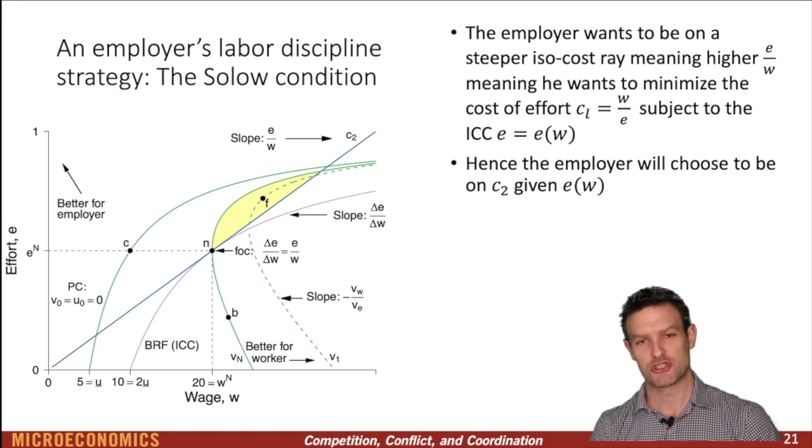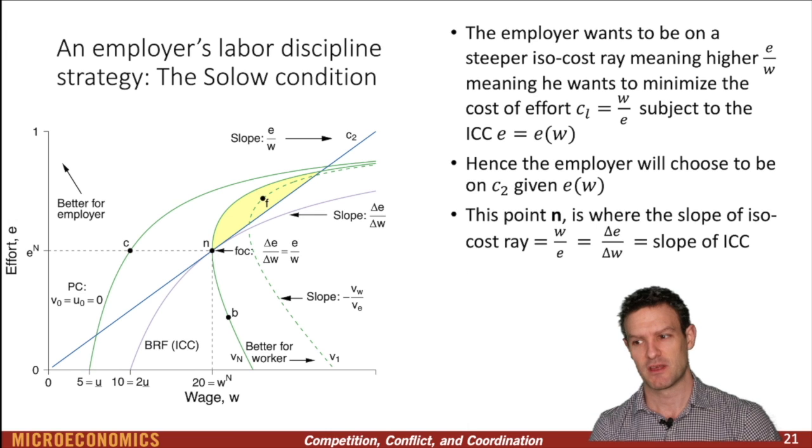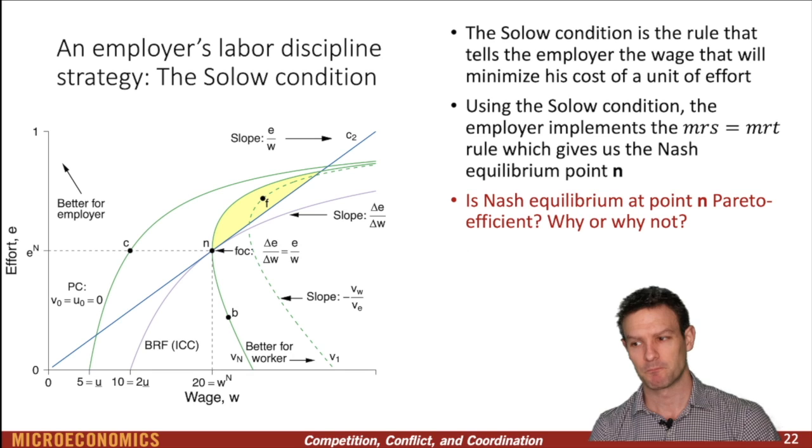Okay, so just to remind ourselves of what's going on there, we've got the employer's steepest ISO cost ray, that's tangent to the incentive compatibility constraint. Here the employer will choose C2 given the best response function, E as a function of W, of the agent. This point N, the Nash equilibrium, is where the slope of the ISO cost curve is equal to the slope of the incentive compatibility constraint. So what does that mean? It means that E over the wage that they get for each unit of effort is equal to delta E over delta W. Okay, so the Solow condition is the rule that tells the employer the wage that will minimize the cost of his unit of effort.